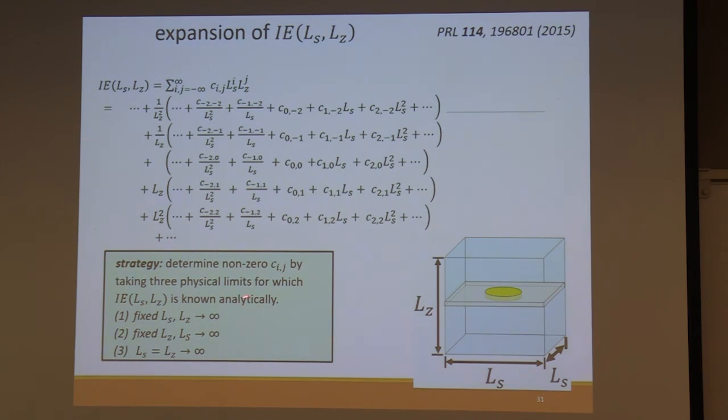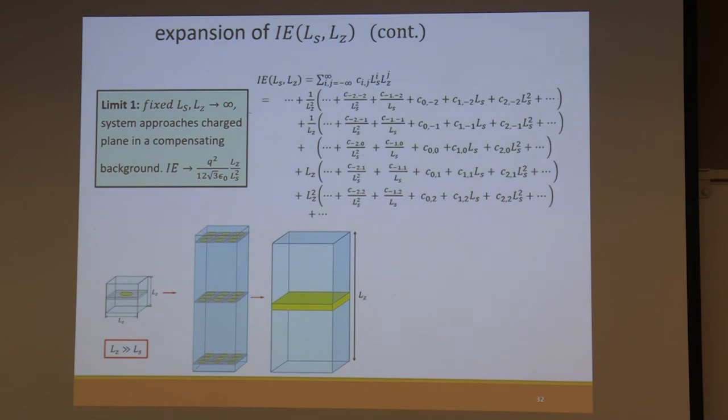So we decided to take three physical limits for which we know analytically what this is. One of them was easy. We already know that if we increase LZ and make it go to infinity, this thing diverges linearly. How do we know that? This shows the picture we have in our heads. When you make LZ larger, the system is periodic, so you get a bunch of charged defects in a plane, because it's periodic in these directions as well, and then you have this compensating charge between them.